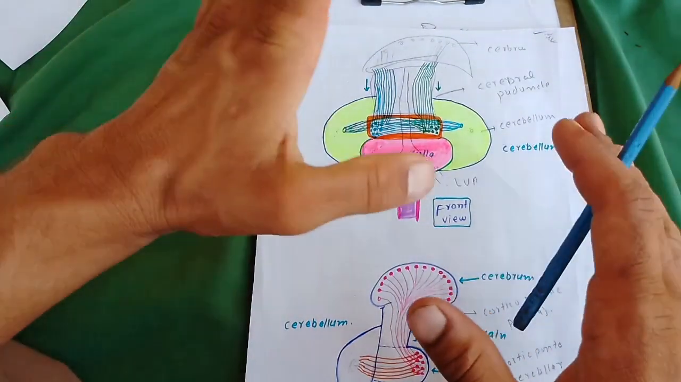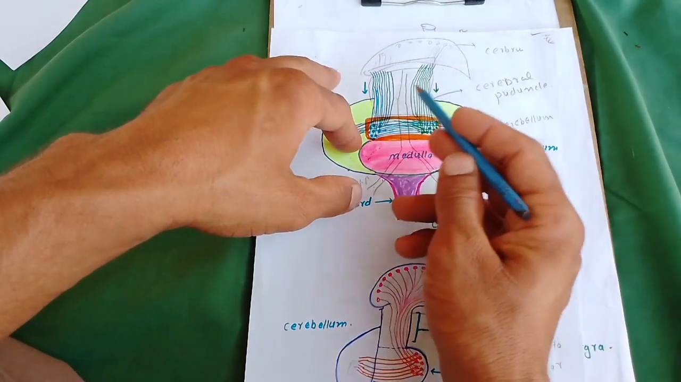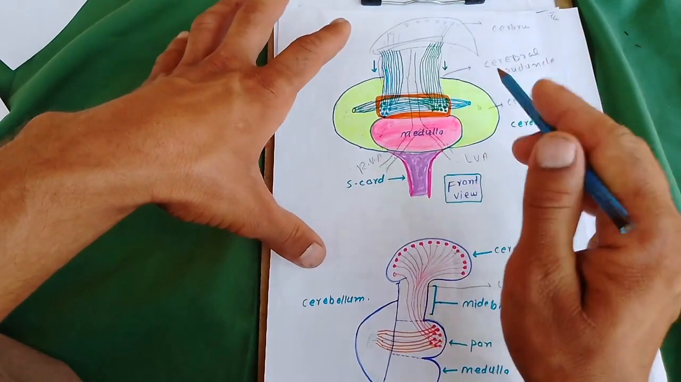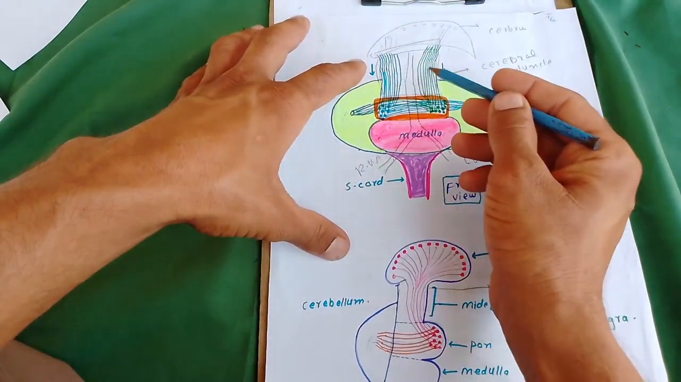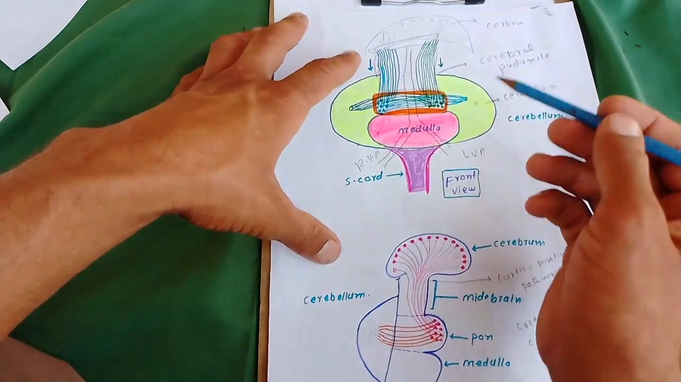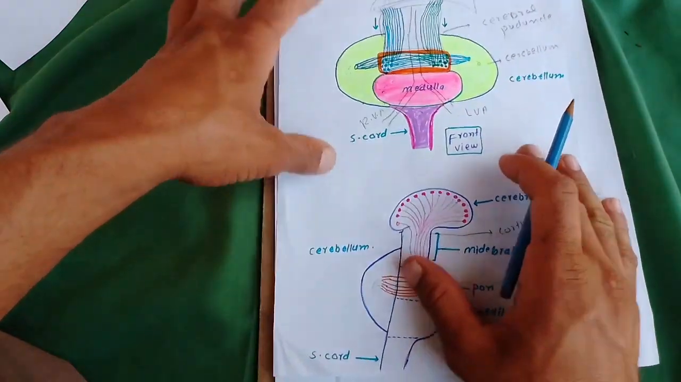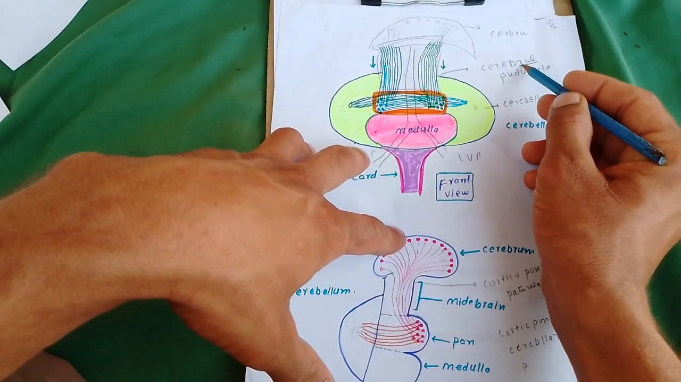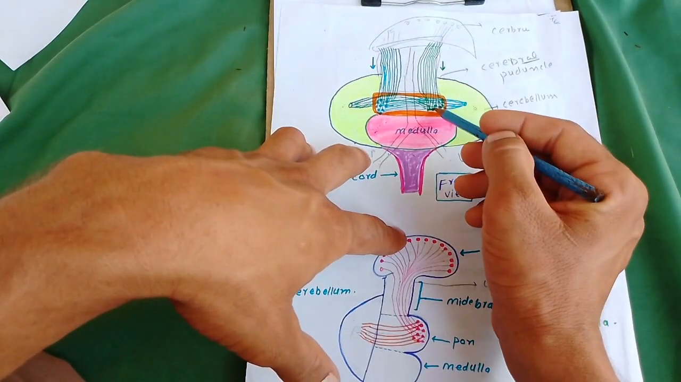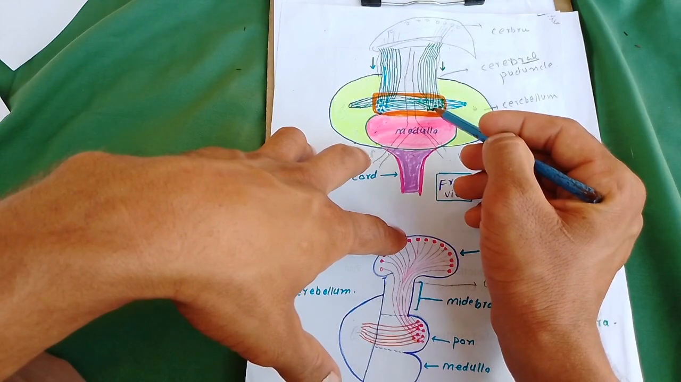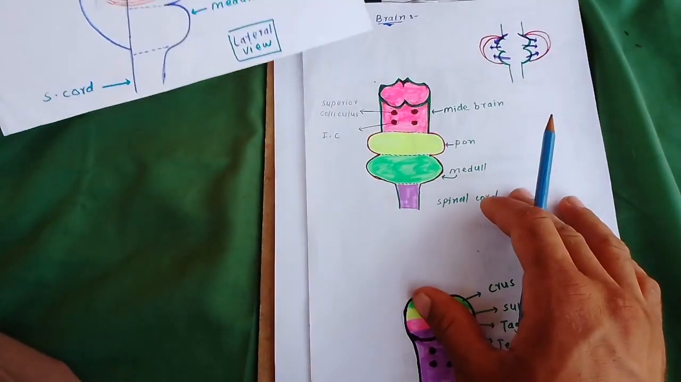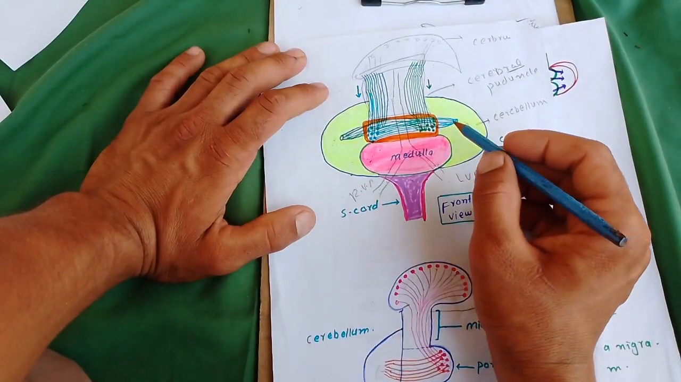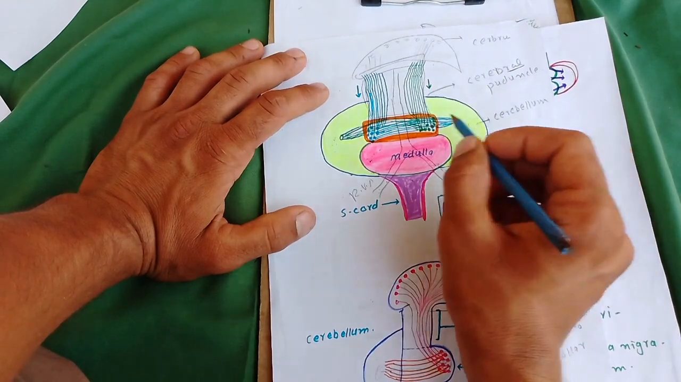There are four main peduncles. This is called the cerebral peduncle, which is made by the midbrain and combines the cerebrum with the brainstem. There are also three cerebellar peduncles, which combine together with the cerebellum, including the inferior cerebellar peduncle.